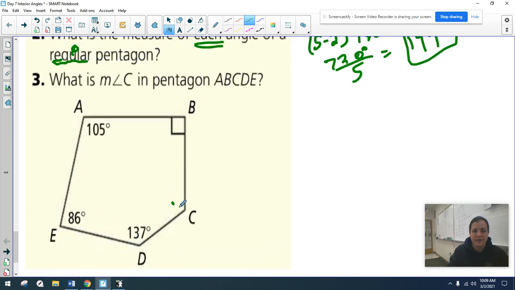This one, they asked for the measure of angle C. That was just attached. We did one like this already. So I've got 1, 2, 3, 4, 5 sides, which I just found out that adds up to 720. And then I can just subtract 90, 105, 86, and 137. Just subtract them all. That's going to give me that.